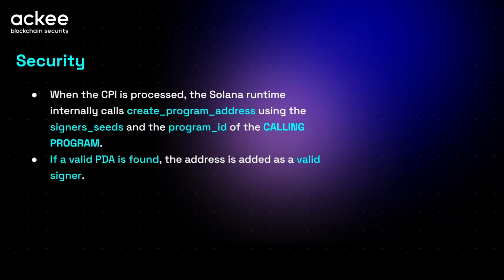And yes, basically, if a valid PDA is found, so again, the runtime calls the create program address using the seeds, the bump, and the program ID. If the valid PDA is found, the address is added as a valid signer. So that means you can actually sign, I do not want to say transactions, but you can sign cross program invocations on behalf of the program derived address. So it is used really often on Solana.